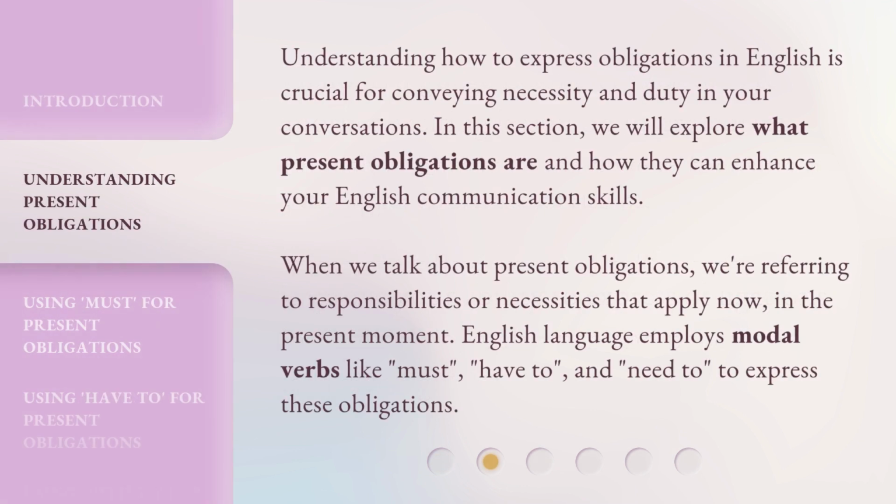Understanding how to express obligations in English is crucial for conveying necessity and duty in your conversations. In this section, we will explore what present obligations are and how they can enhance your English communication skills. When we talk about present obligations, we're referring to responsibilities or necessities that apply now, in the present moment. The English language employs modal verbs like must, have to, and need to express these obligations.